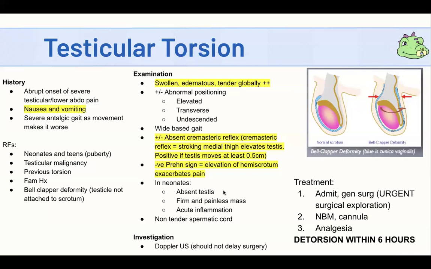So you can do a Doppler ultrasound, but if you're quite certain it's a testicular torsion, then you shouldn't be doing it if it's going to delay surgery. And so, because it's a medical emergency, the treatment for it is a detorsion within 6 hours. So an urgent surgical exploration, you'd be admitting them under gen surg and then giving them nil by mouth, cannula, and pain relief.